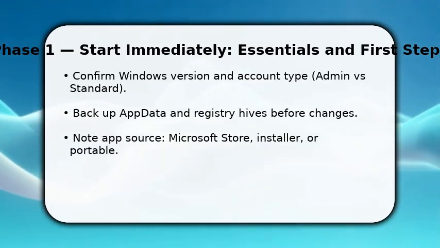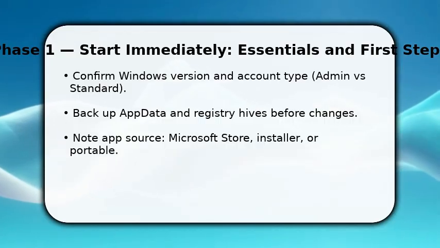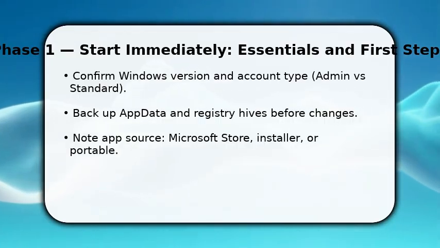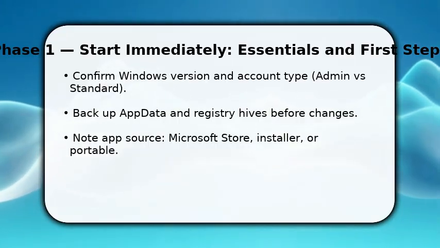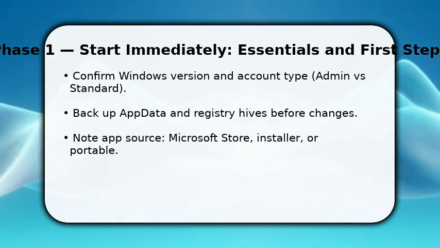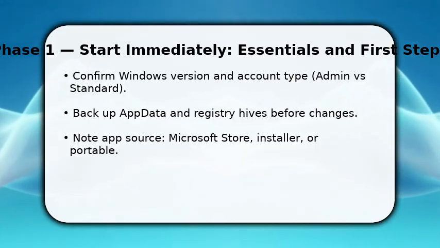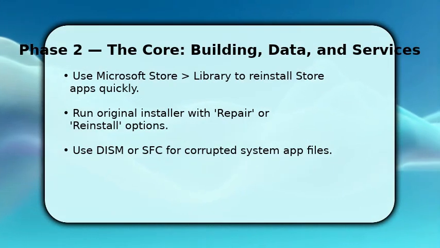Make sure to note where each app came from: Microsoft Store, standalone installer, or portable, because the restoration method will differ. Now, open Settings and search for Apps and Features so you're ready for the next specific recovery steps. You'll now handle the middle, more detailed work.